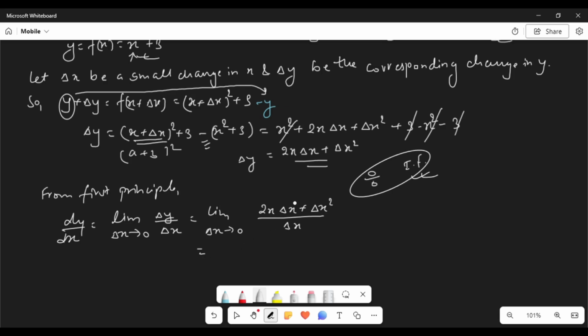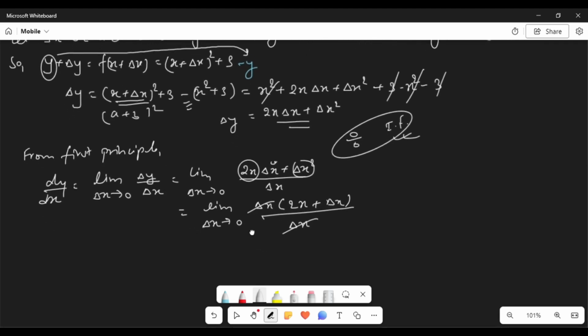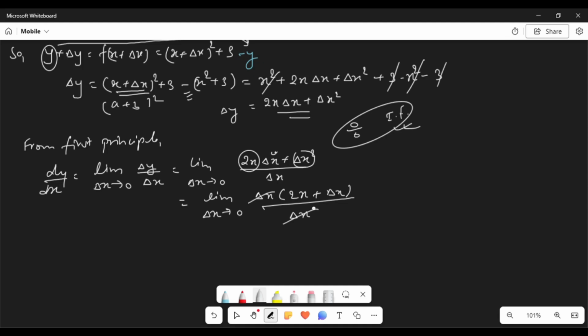How do we do that? By taking del x common. So we can take del x common, so the remaining will be 2x plus 1 times del x, and we have del x in the denominator. So these two will cancel out. Now the indeterminate form is eradicated. So we put del x equals 0 here, and it will be 2x. So the derivative of x squared plus 3 is 2x.